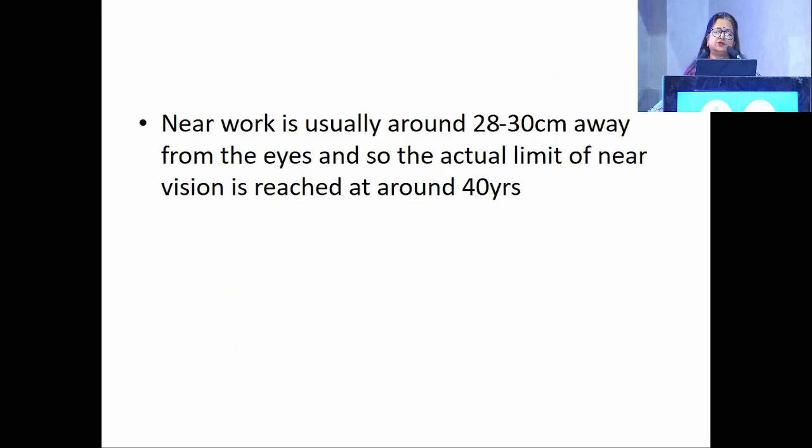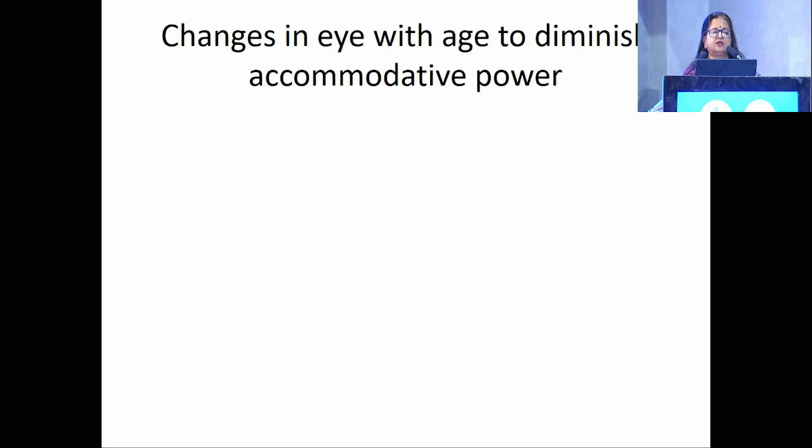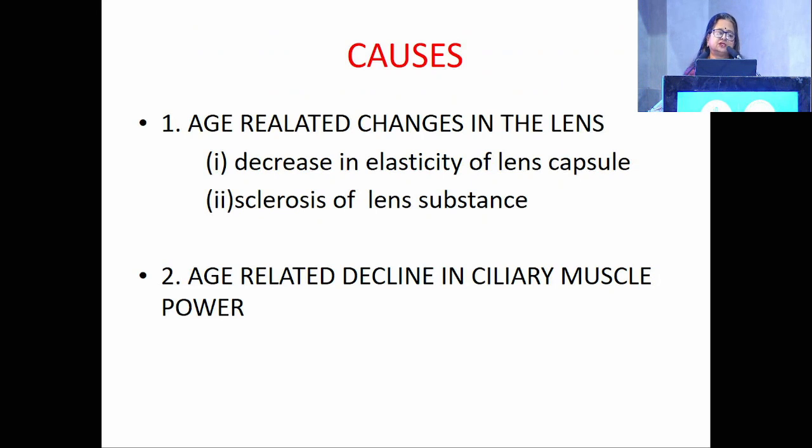Near work is usually around 28 to 30 centimeters away from the eye, so the actual limit of near vision is reached around 40 years. It is not that at 40 years the changes occur, it occurs starting from a very early age, but we manage to do our work within this distance of 30 centimeters. That is why the presbyopic changes occur around 40 years.